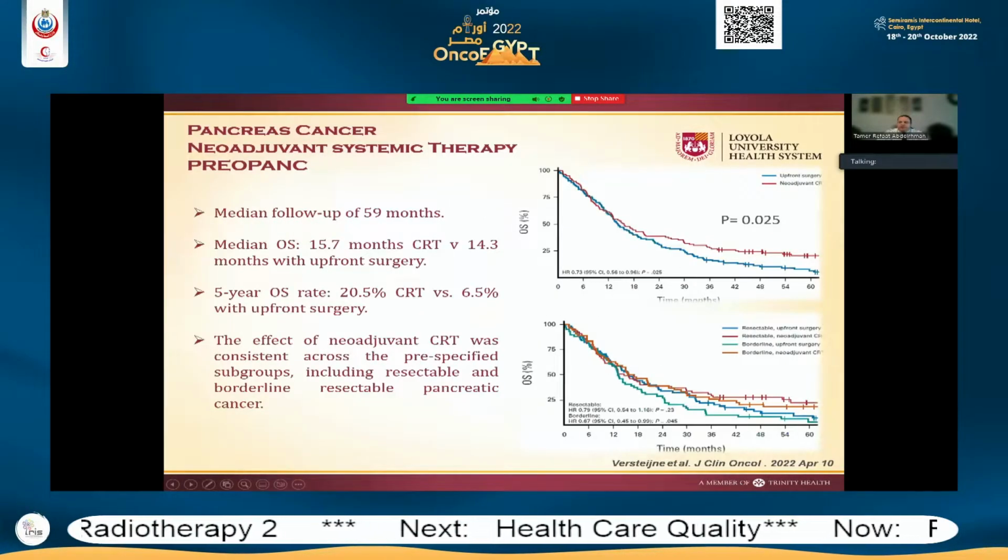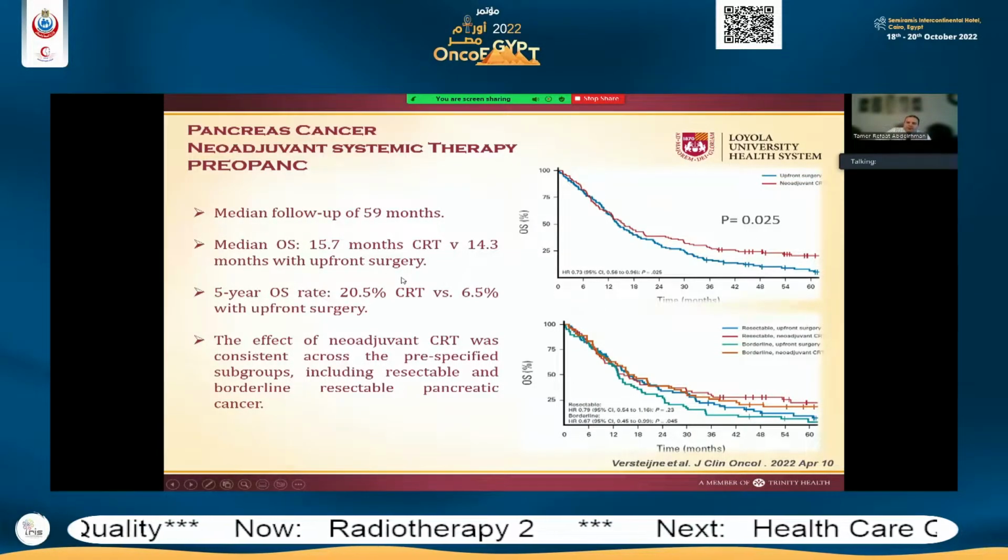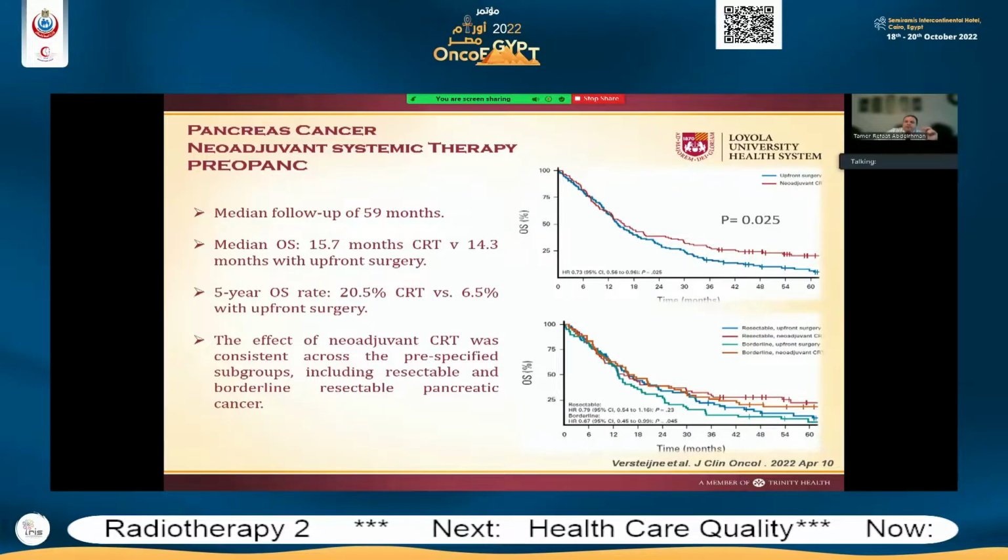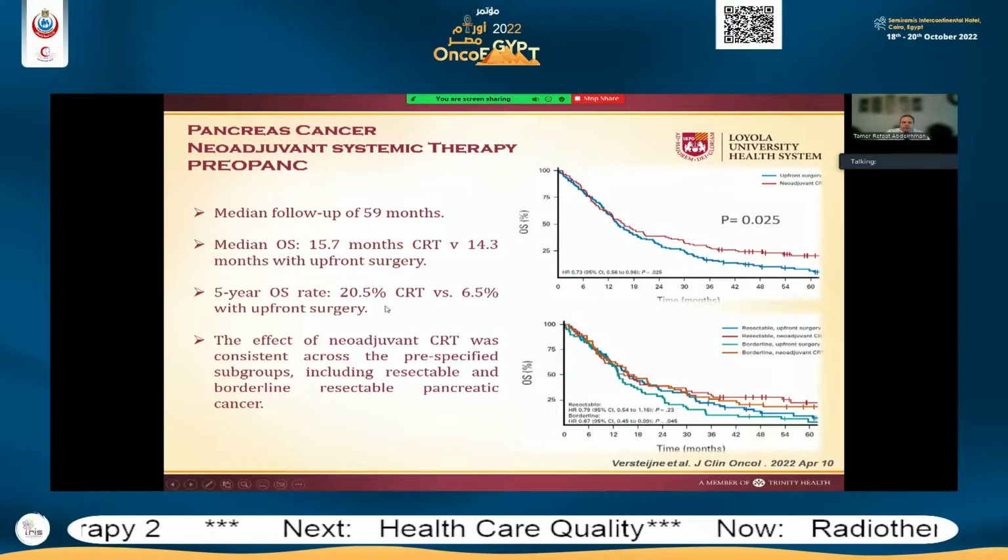However, in a recent update, which was published this year in JCO, at the median follow-up of 59 months, there was a statistically significant improvement in overall survival as well. So while neoadjuvant chemoradiation improved survival, remember this study was comparing neoadjuvant chemoradiation to upfront surgery and adjuvant chemotherapy.